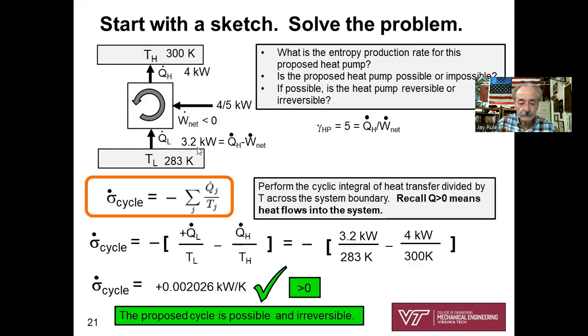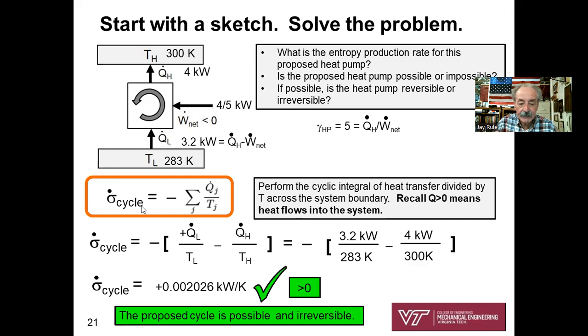Once we've got that, just by inspection, we see that I've got 4 going out and I've got 0.8 going in. So what must be going in here as Q dot L must be 3.2 kilowatts. So I put it on my sketch. I don't even go through the homework problem step by step. I kind of explain it here: first law, and the definition of coefficient of performance.